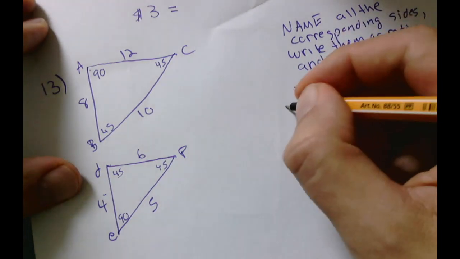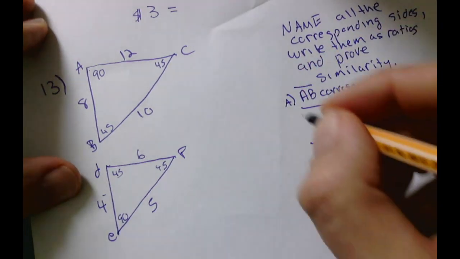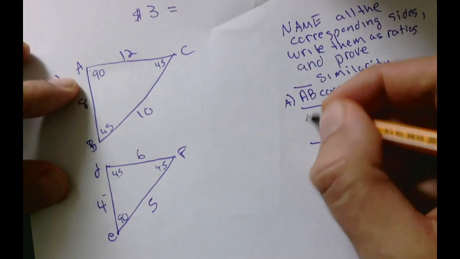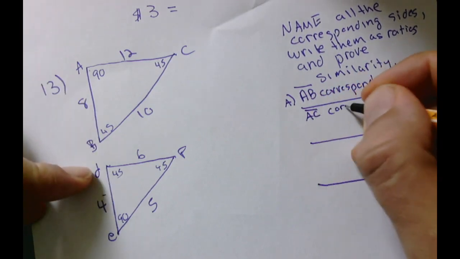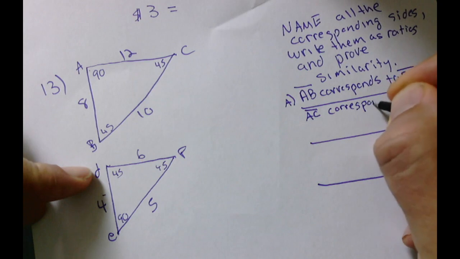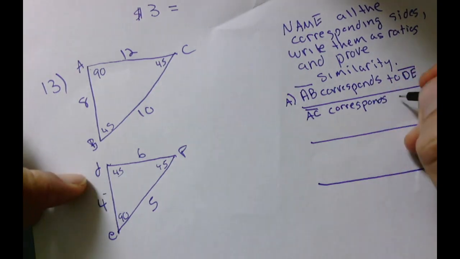We have, this is part A, so that's part A. We have AC corresponds with DF.